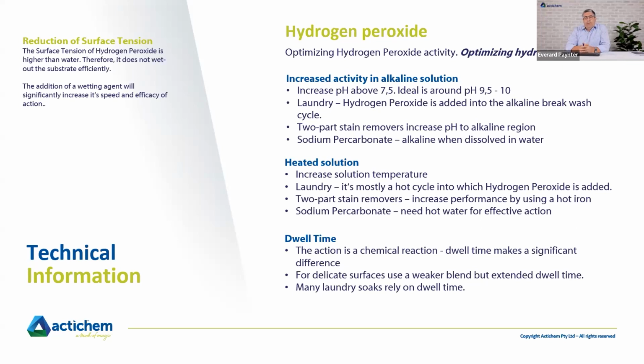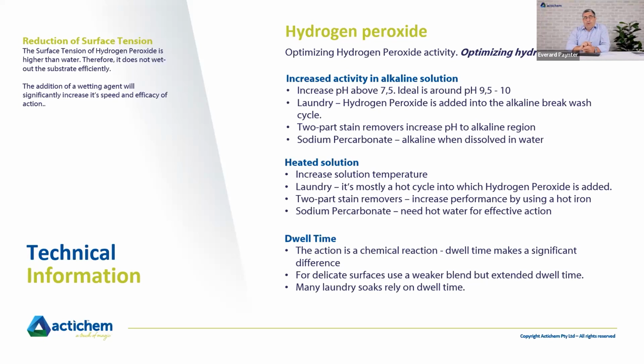Two-part stain removers: those in the carpet cleaning industry would be aware of the hot iron method, where we heat up the solution. So with a two-part stain remover, we're increasing the hydrogen peroxide activity by increasing the pH of it into the alkaline region. And then as an additional boost to it, we can then heat it as well. Sodium percarbonate, again, the powdered version of hydrogen peroxide, needs hot water for effective action. So typically we talk about 60 degrees, which is around the temperature of hot tap water.